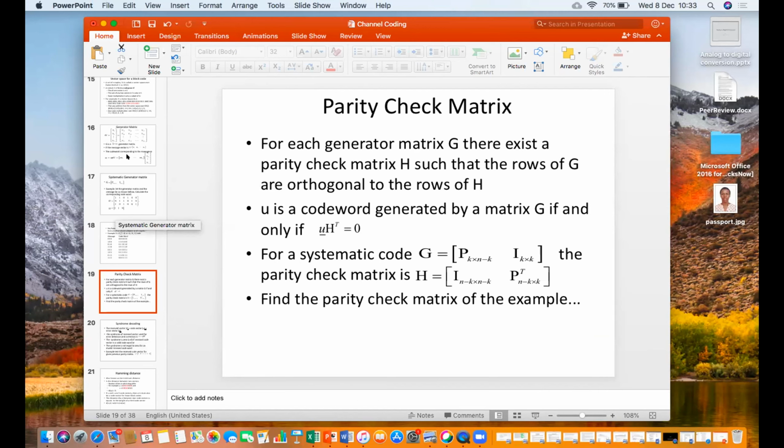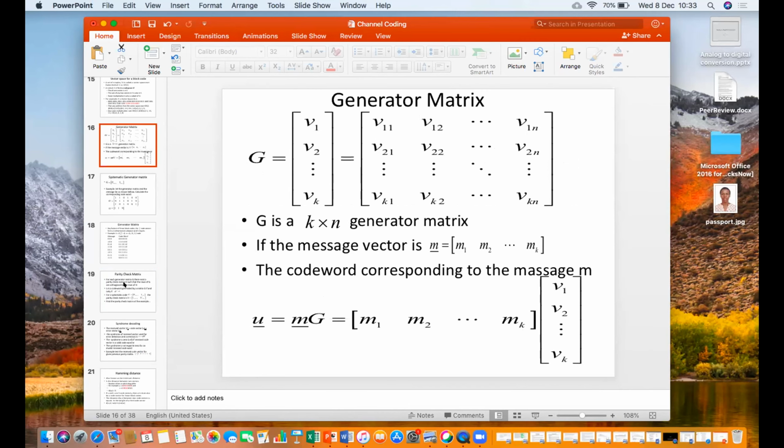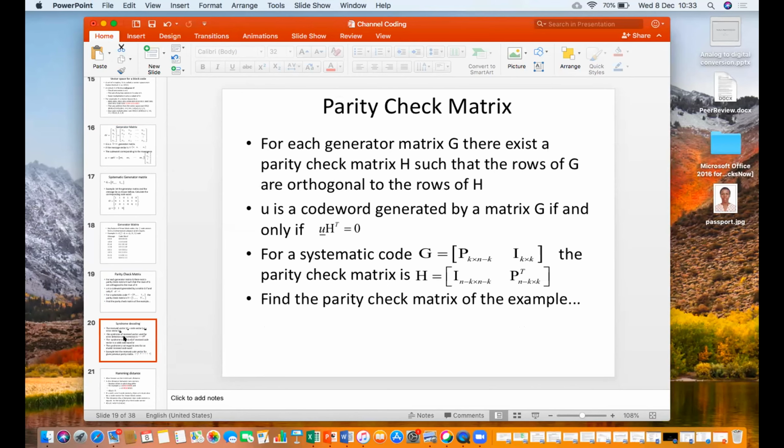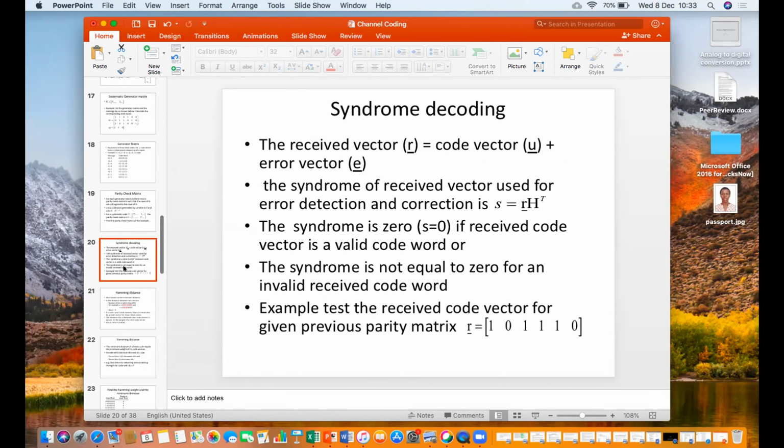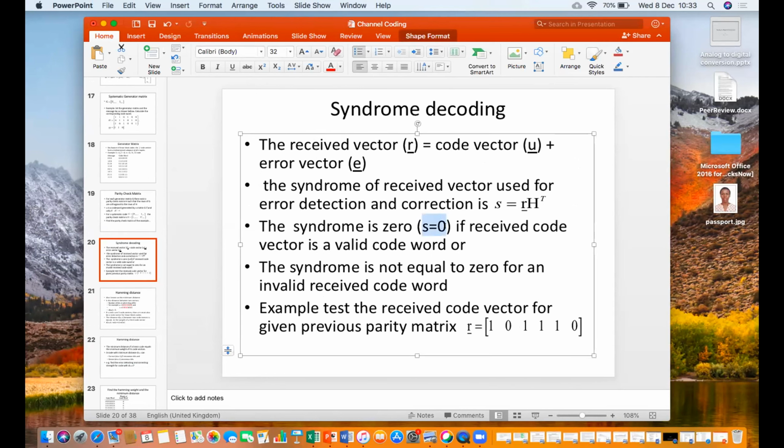So we have seen the generator matrix. We've seen the opposite of a generator matrix, which is the parity check matrix. The next step we have seen is what we call syndrome decoding, which is done for block codes. And if your syndrome S is not equal to zero, then it means that you have received the code in error.